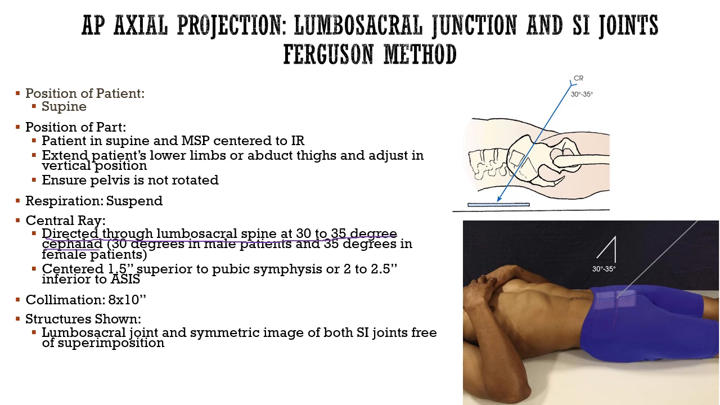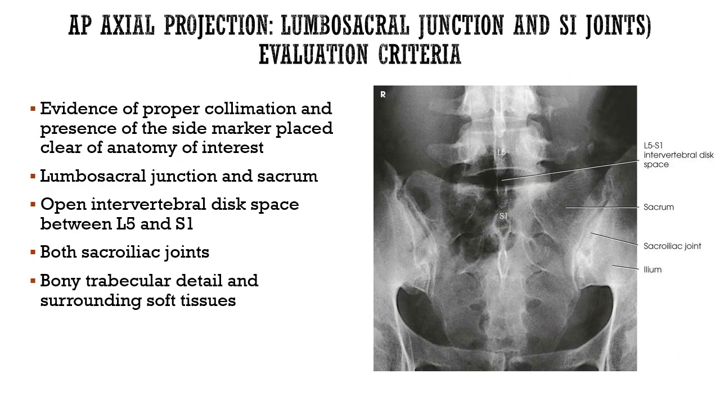That's a big angle. We want to use 30 degrees for males and 35 degrees for females. We're going to center 1.5 inches superior to the pubic symphysis, or you could go 2 to 2.5 inches inferior to the ASIS. Our collimation is going to be an 8 by 10, and we're going to look at the lumbosacral joint and the symmetric images of both SI joints free of superimposition. So here is the L5-S1 joint, and then we can see also the SI joints that are visualized bilaterally.